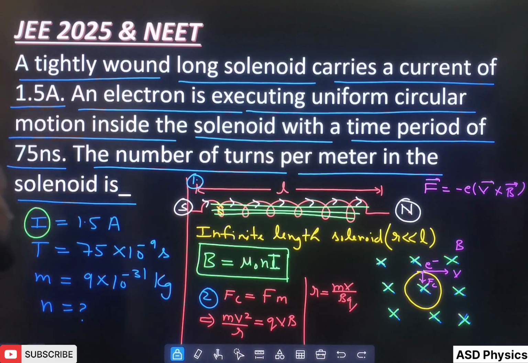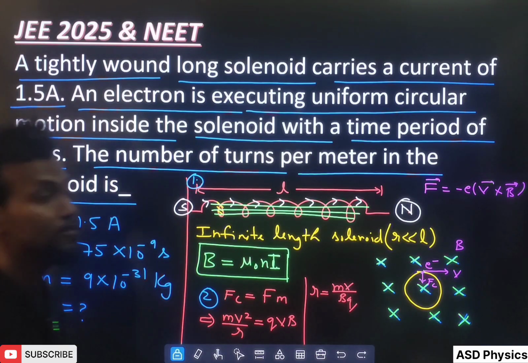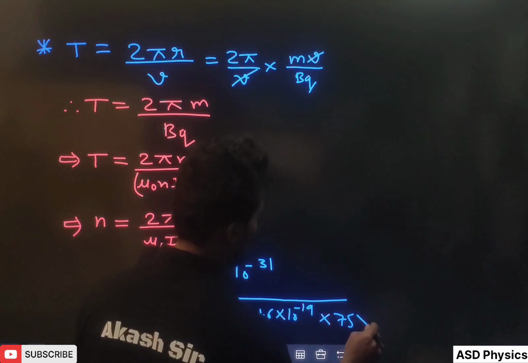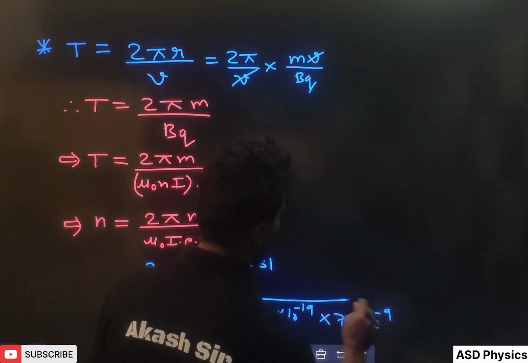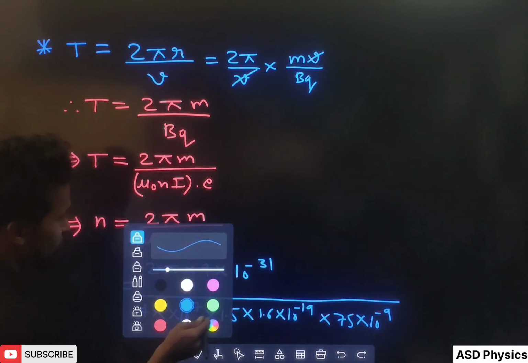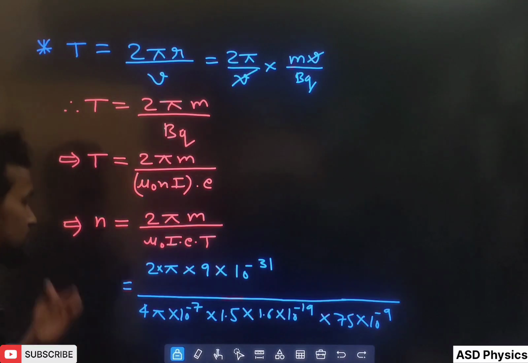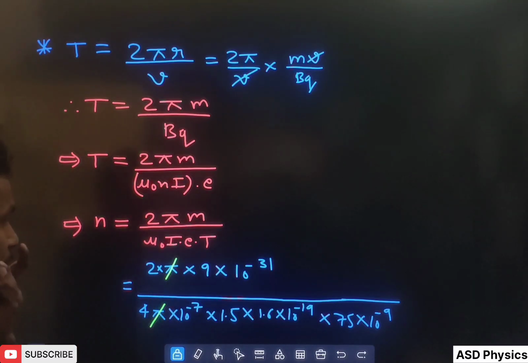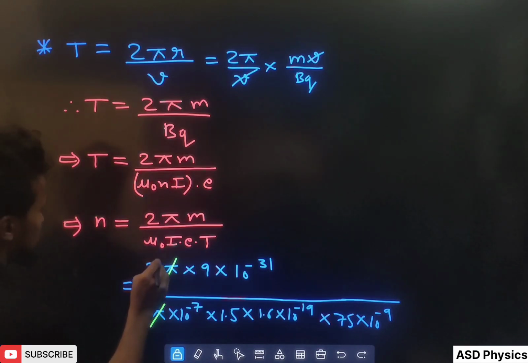Again, let's go to the time period. How much is the time period given here? 75 nanosecond. That means we can write here, students, 75 into 10 to the power minus 9. It looks somewhat bigger, but okay, we will simplify this. Now see, this pi and this pi get cancelled. After that, we can solve: 2 2s are 4.